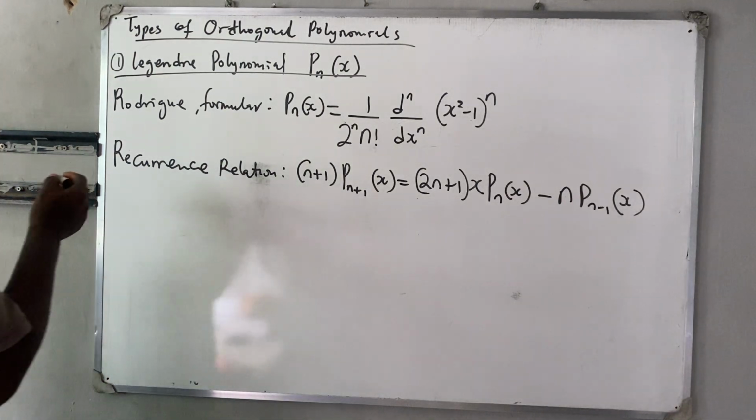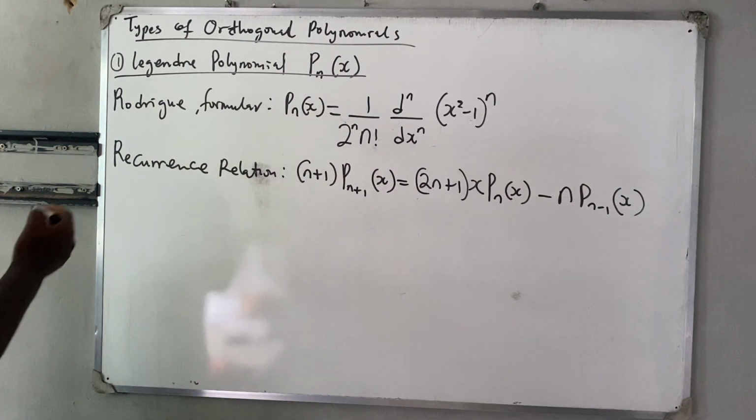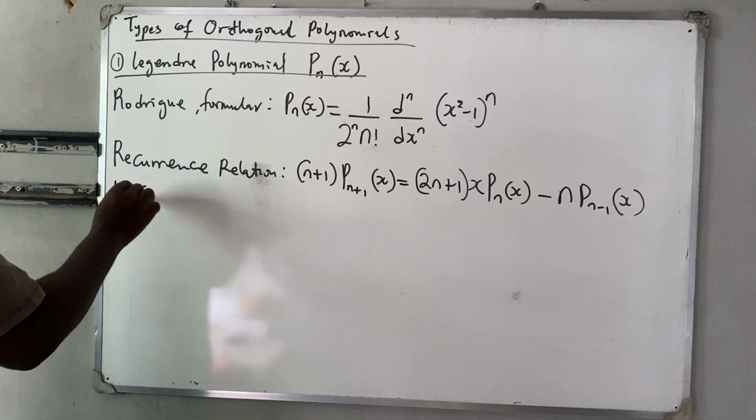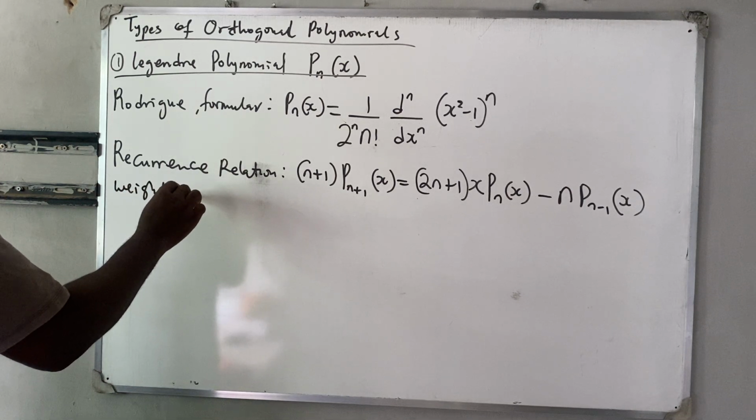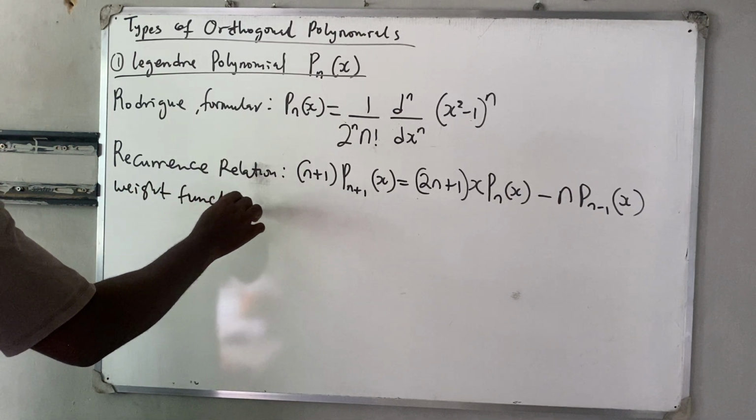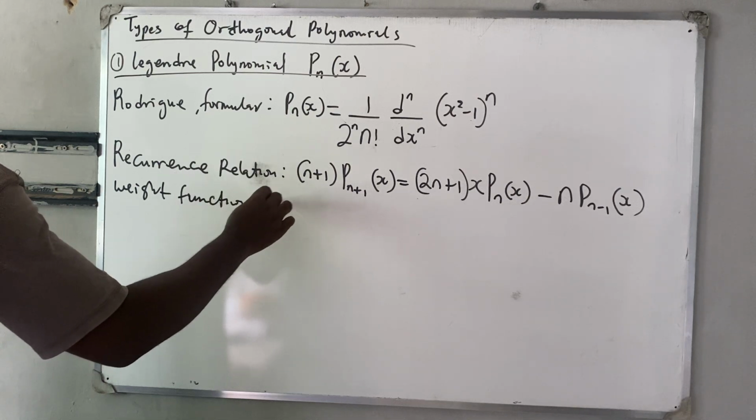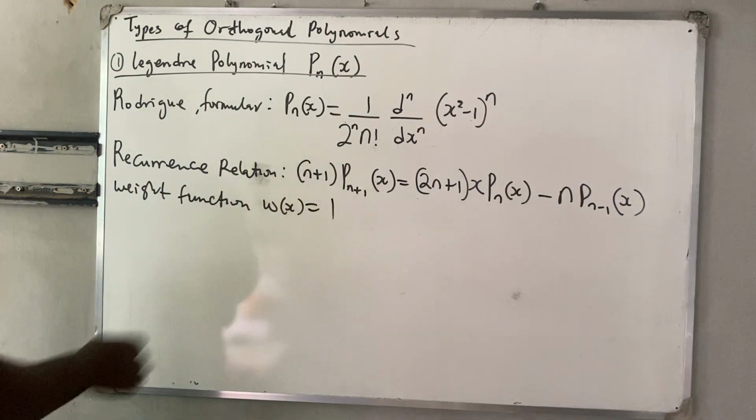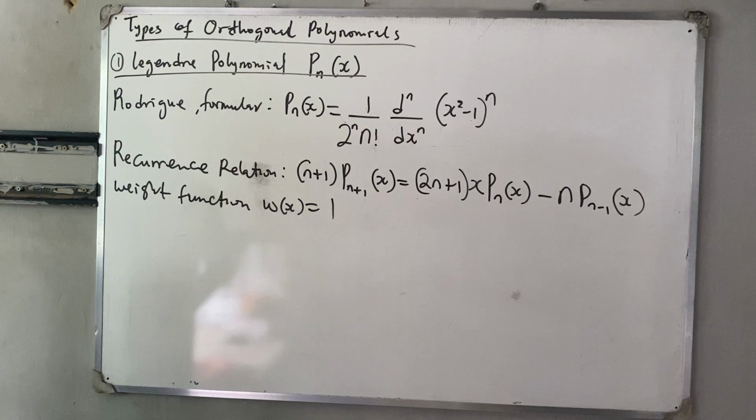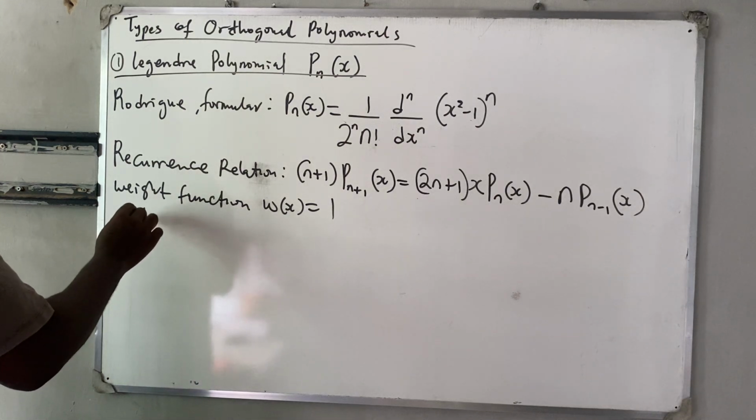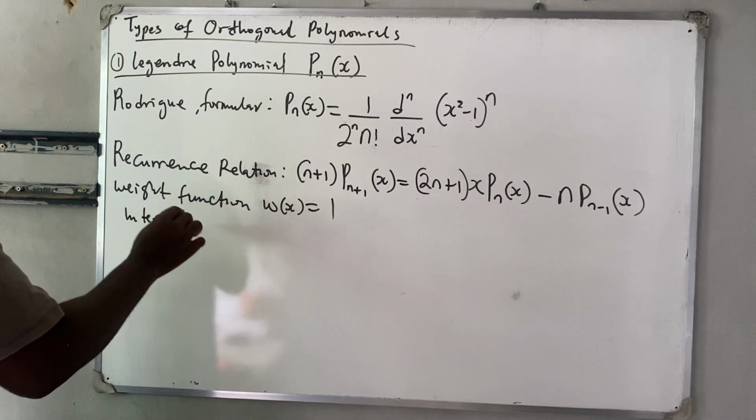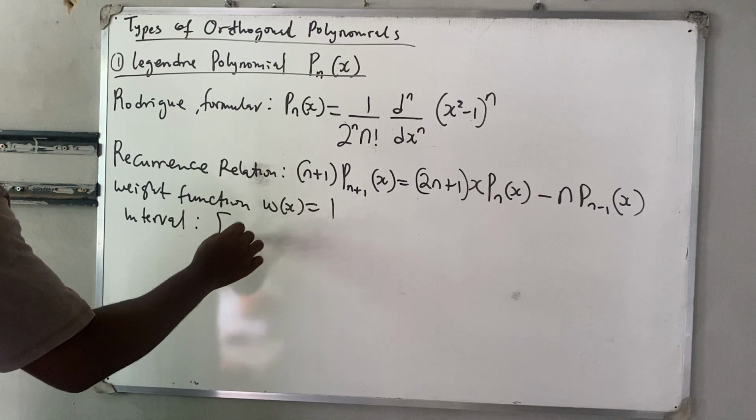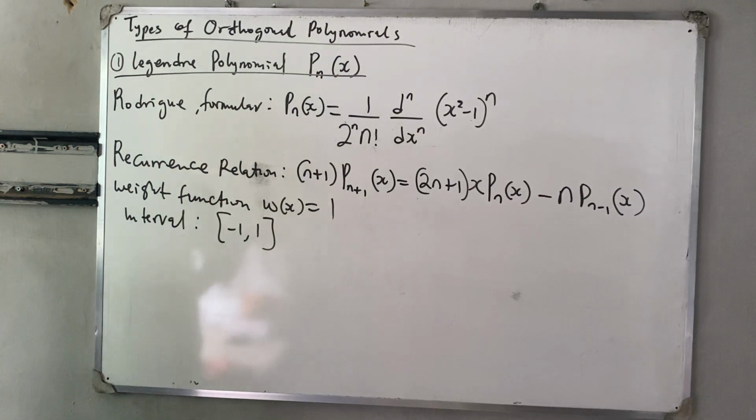The next thing you should know about is their weight function. The weight function of Legendre, we call it w(x). The weight function of Legendre is 1. Please take note of that. And Legendre has an interval. The interval of Legendre is from -1 to 1. Please note that. That's the interval of Legendre.